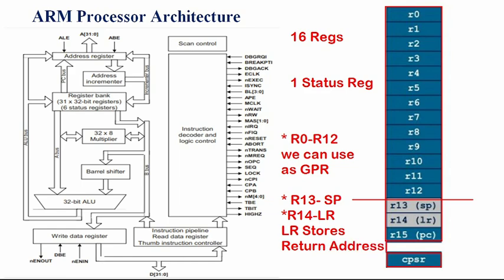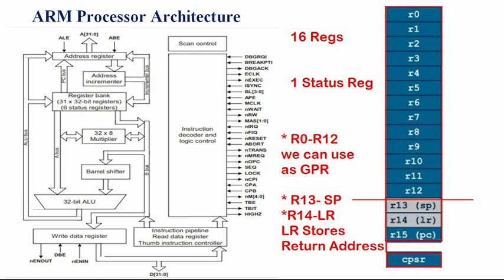The link register will store a return address when you jump from one program to another program, or from one part of the program to another part of the program. So when you want to return back, you require the return address. That return address is stored in the link register. Okay, and finally R15. R15 is used as a program counter.